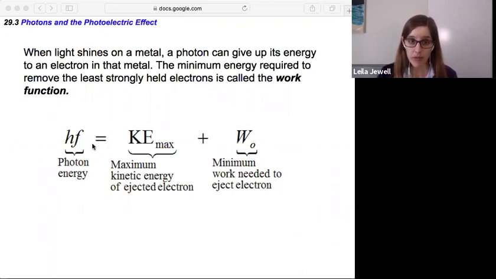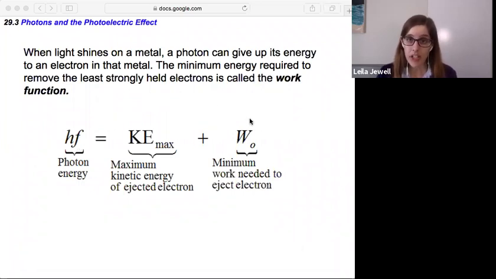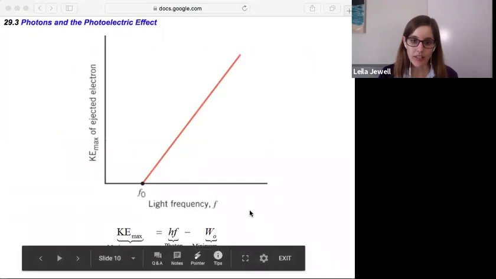So this is our incoming photon energy, hf. And that is equal to this minimum energy needed to just eject an electron. If the incoming photon energy is any more than this minimum, then the extra energy can go into the kinetic energy of the ejected electron. That electron is able to move faster if it's given extra energy. So the way we could show this graphically is, here's a graph of the kinetic energy max of the ejected electron as a function of the light frequency, f.